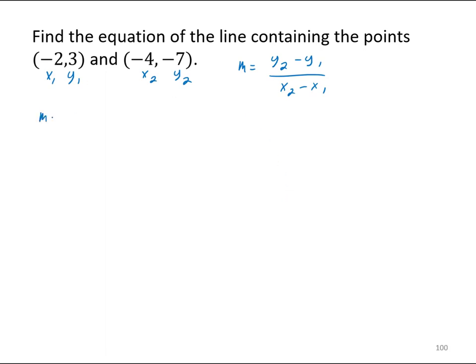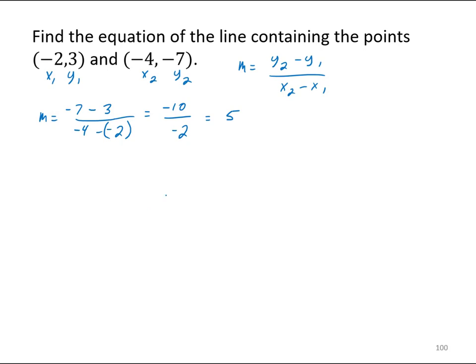So in this context, that would be the fraction with our numerator, negative 7 minus 3, all over our denominator, x2 minus x1, so that would be negative 4 minus a negative 2. So that will simplify. Negative 7 minus 3 is negative 10, and negative 4 minus a negative 2 is the same as negative 4 plus 2, so that would be negative 2. And dividing negative 10 by negative 2 is a positive 5. So our slope is equal to 5.